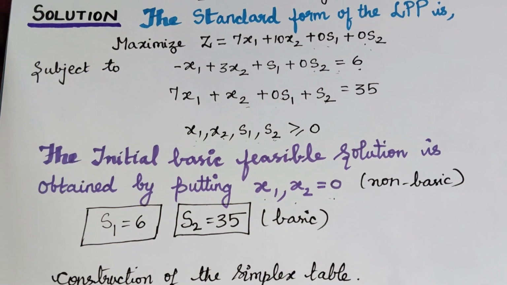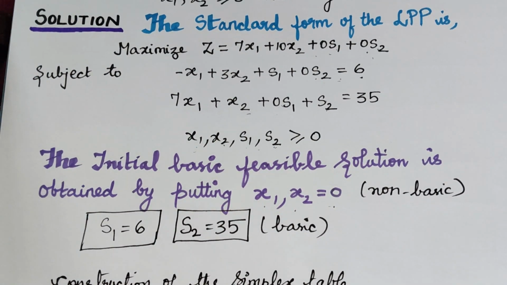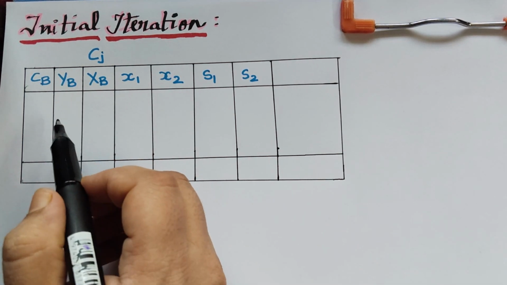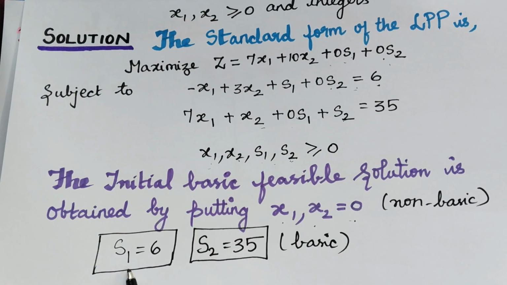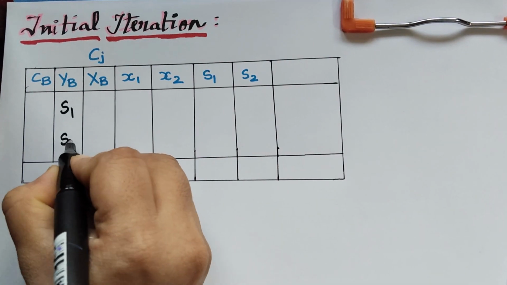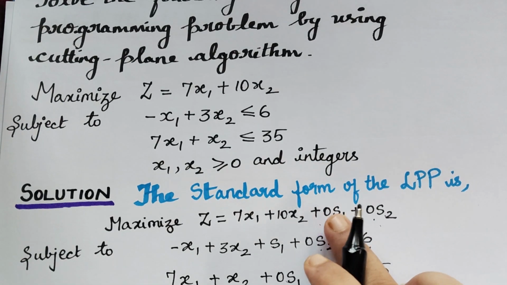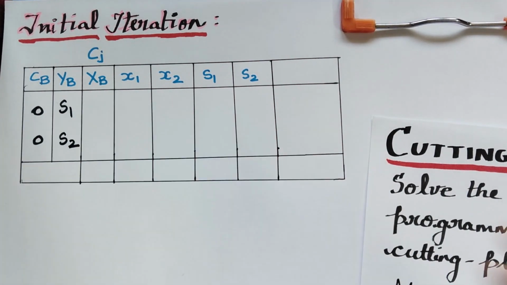So after obtaining the initial basic feasible solution, the next step is the construction of the simplex table for the given problem. So first we have the initial iteration. Now here, first we shall fill this YB column. It is the basic variables that we have added to the question. That is, what are the basic variables? S1 and S2 are the basic variables. So that we have to write here. So S1, S2. And the cost of the basic variables in the objective function, that is, both are 0. So that we have to write here. And then xb is the column which are the solution of the basic variables.